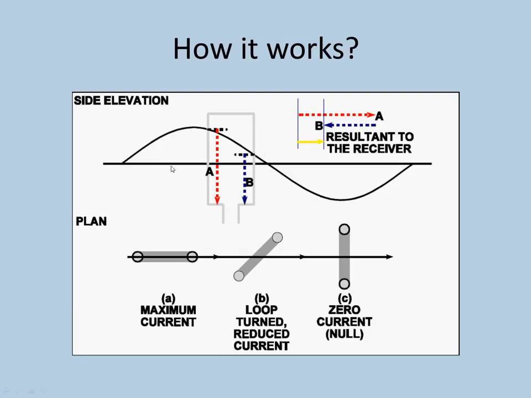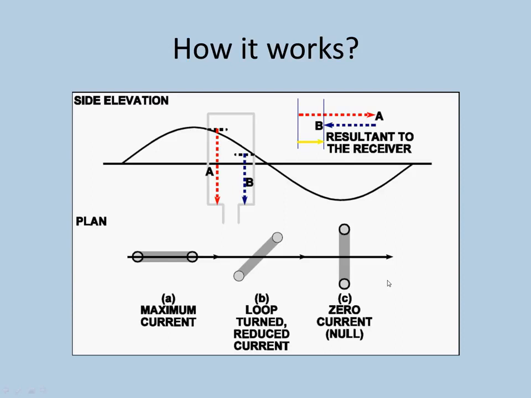How it works: this is the wave that is being transmitted. This is the side view and this is the plan view from the top. So this is your loop. Whenever the loop is placed in the plane of the wave, there's maximum current when it is in the same direction. The current keeps reducing as it turns and becomes zero when it is perpendicular to the wave, hence creating a null. Again, when the loop is rotated, another null gets created because of the other side.